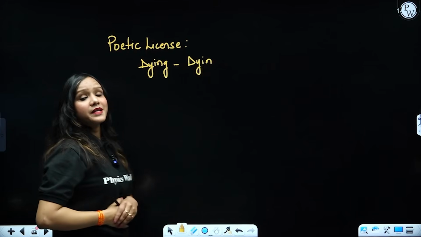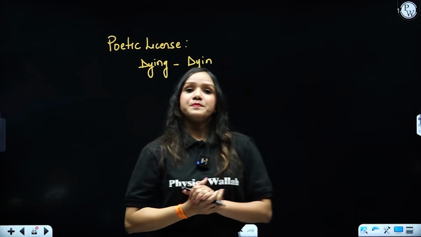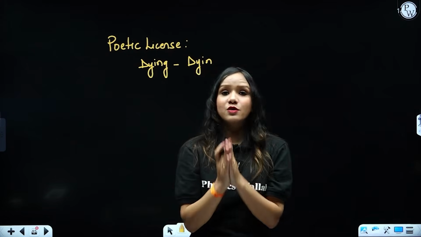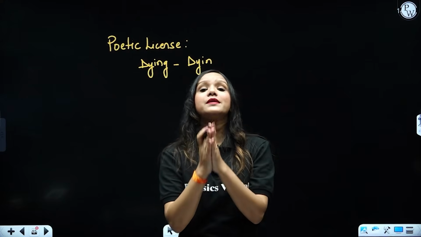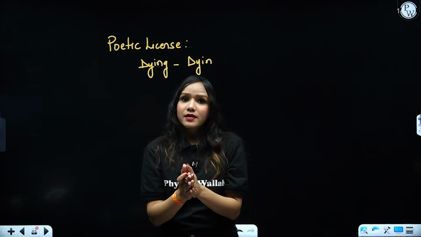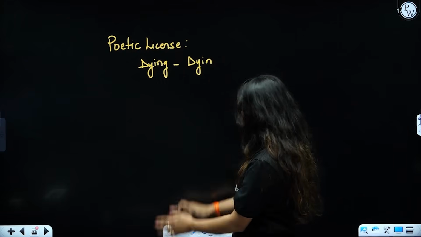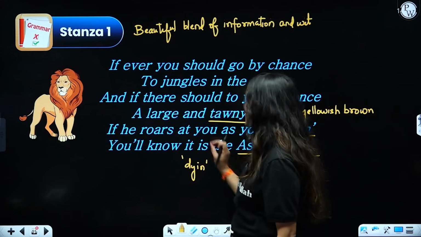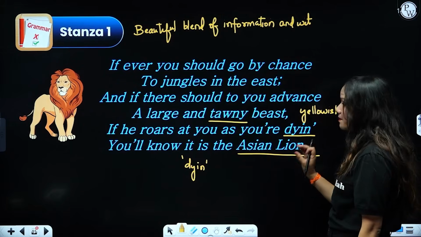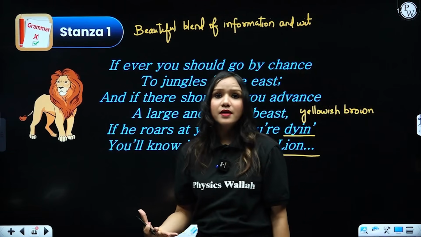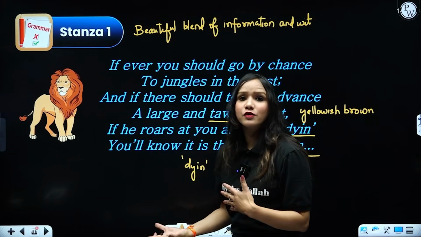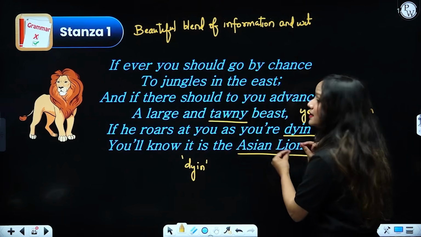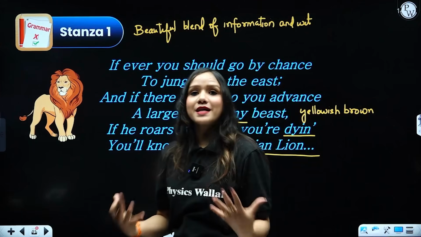Why? Because the poet has used a device which is called poetic license. The poet has taken that liberty with language, right? So the poet here alters the spelling of the word in order to create a musical effect, a rhythmic effect, in order to make it rhyme with the word lion. That's why he has altered the spelling of the word. He has changed the spelling of a word just to create a musical or rhythmic effect so that dying rhymes with the word lion. Dying, lion, dying, lion.